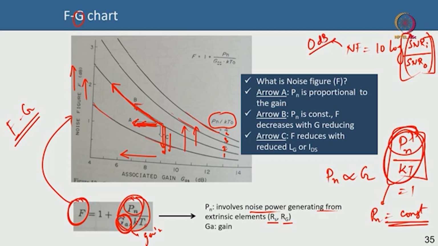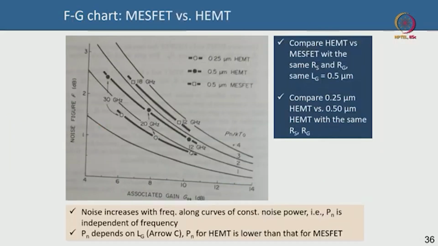Why am I discussing all this? Because I want to compare an InGaAs HEMT, a low noise HEMT, with a gallium arsenide low noise MESFET and see in this chart how they perform. However, comparing two different technologies is very difficult. So, what people have done is that in this chart they are comparing three devices. One is an InGaAs HEMT with 0.25 micron gate length, another is an InGaAs HEMT with 0.5 micron gate length. Okay. Now, if the gate length changes, the gate resistance also will change, which is not a good thing.